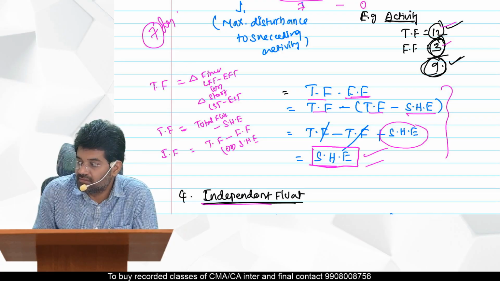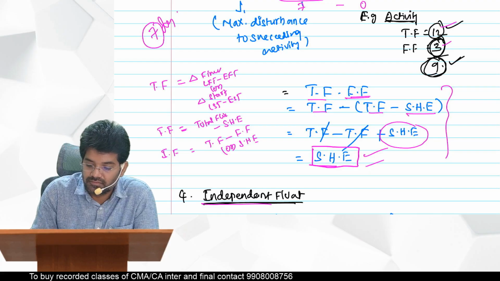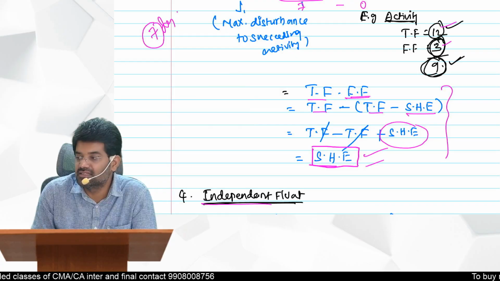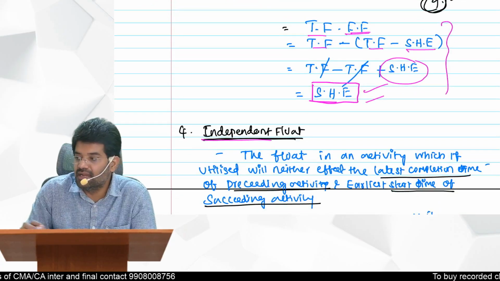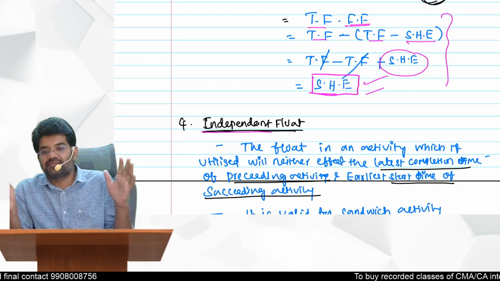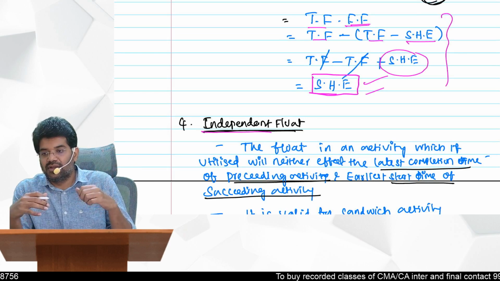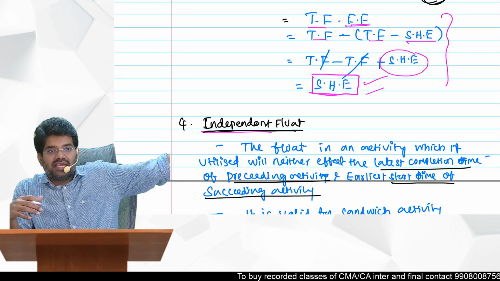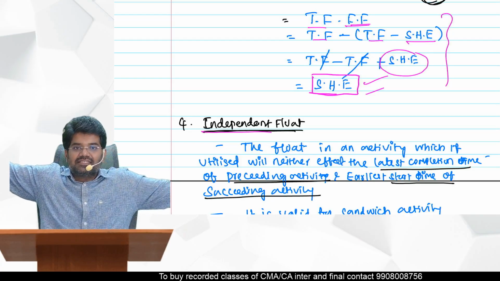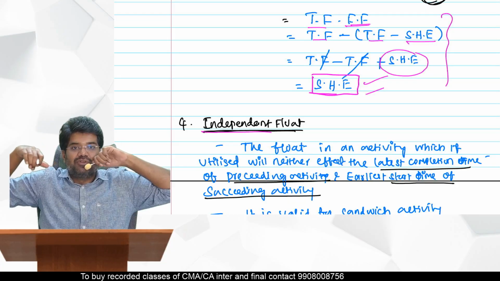Now next one, the last one, is independent float. Independent means what? If you utilize the float of this activity, it is not going to affect my previous activity and even the succeeding activity. That kind of float we call independent float.